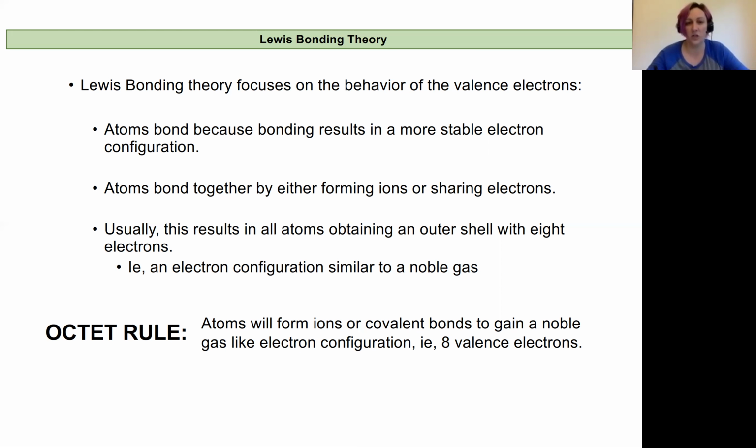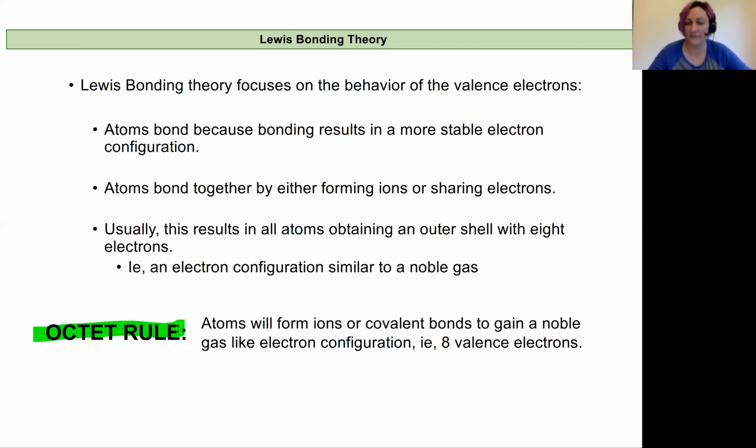And that brings us to the octet rule, which is really a foundation of building Lewis structures and thinking about Lewis bonding theory. The octet rule states that atoms will form ions or covalent bonds to gain a noble gas-like electron configuration, or 8 valence electrons, hence the octet for 8.